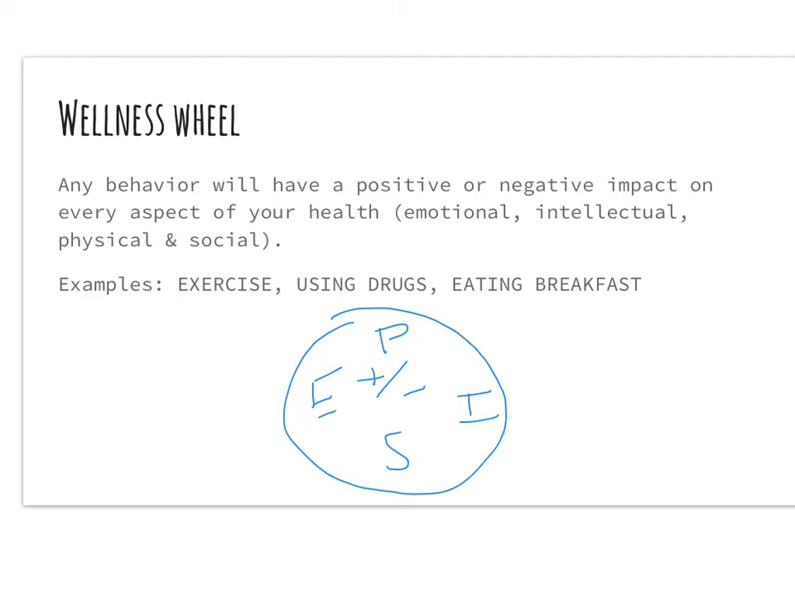Negative decisions are going to impact our wheel. They're going to make our wheel flat, and it won't be able to work effectively. If we make a positive choice like eating breakfast, all areas of health are balanced. They have a positive impact, so our wheel is going to continue to work successfully, and we can get from point A to point B.